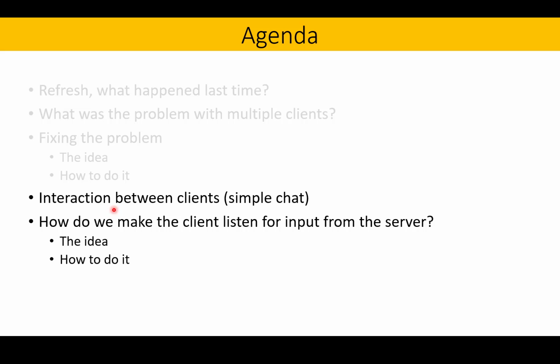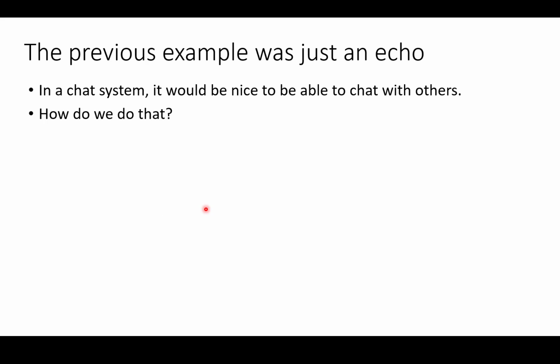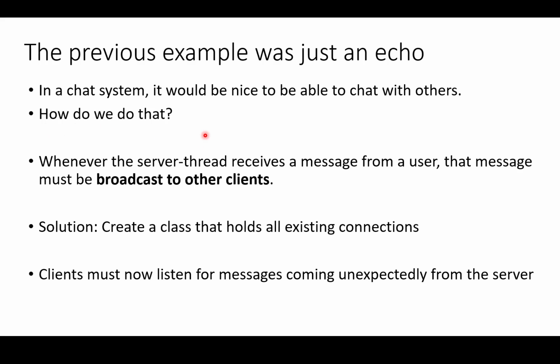The next step is the interaction between clients. When I send a message to the server, that message should be received on all clients. So that's our chat system. And the question is, how do we achieve that? The idea is that whenever the server thread receives a message from a user, that message is broadcast to all the other clients. That's what we want to achieve. We send a message to the server, and the server sends that message back to all connected clients. We do that by creating a class that holds all the existing connections.